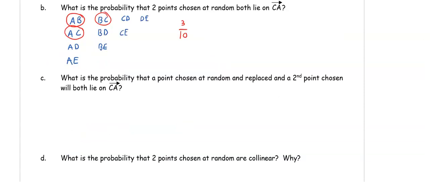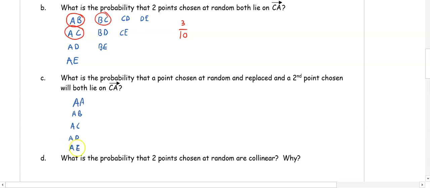In part C, what is the probability that a point chosen at random and replaced and a second point chosen will both lie on CA? So this time, order does matter because we can pick the same thing twice. So additionally, we have to include our reverses of AB and BA. We also have to include doubles. So we could have AA, we could have BB, we could have CC because it's going back in to be a choice again on the second pick. So for A, we have AA, AB, AC, AD, and AE. BA, BB, BC, BD, and BE.